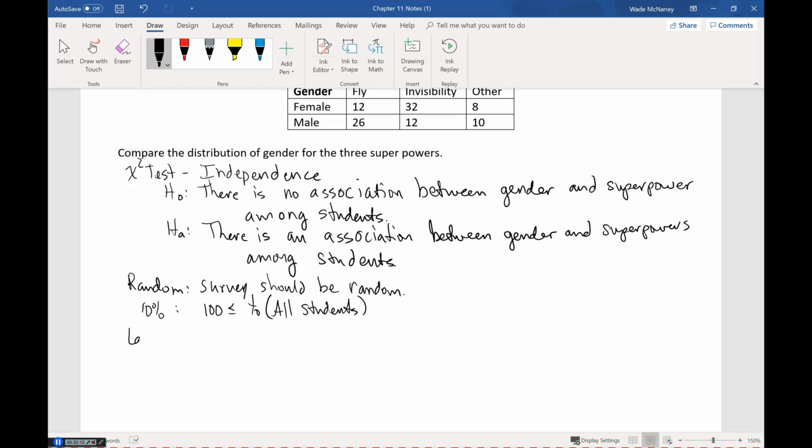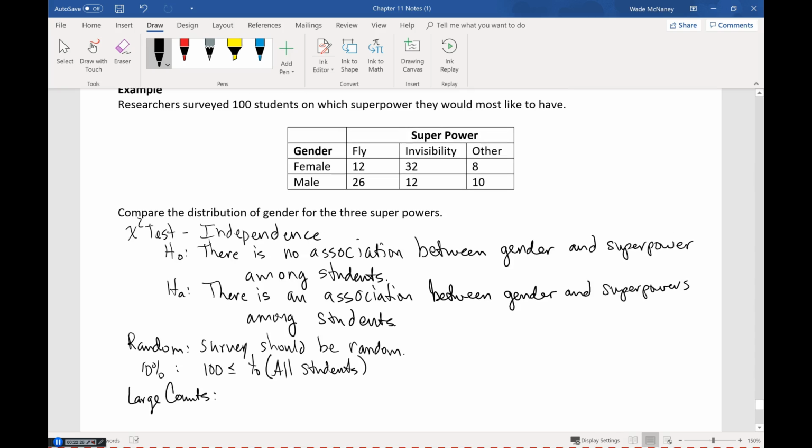And finally, large counts. We save for later. We're not going to do that yet because we have to get that from our calculator. Remember, though, I will ask you this. It's on the quiz for Monday. It's on the test for Friday. How many females do we expect to say other?